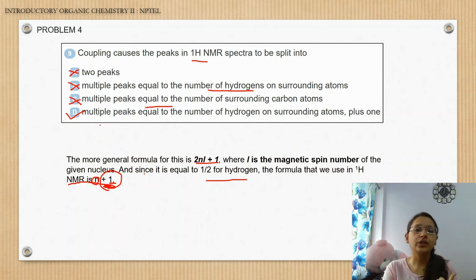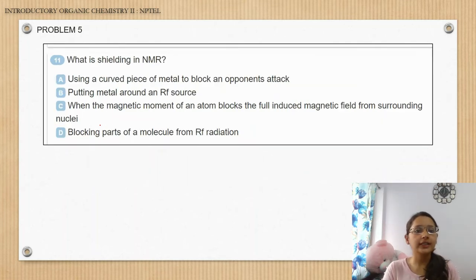So now coming to problem 5. What is shielding in NMR? As we have discussed, there is a particular applied magnetic field which is applied on the nucleus, and then the electron density nearby that nucleus opposes the applied magnetic field by generating a secondary induced magnetic field. So, with this information in hand, we are discussing this problem.